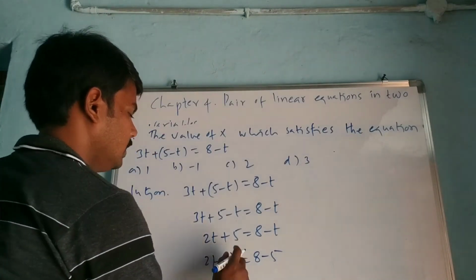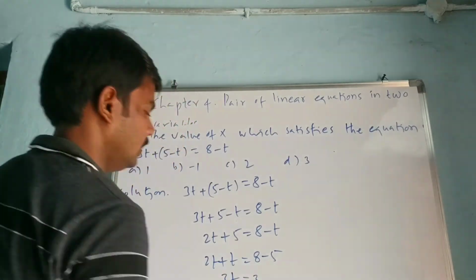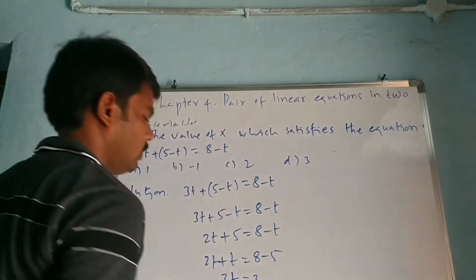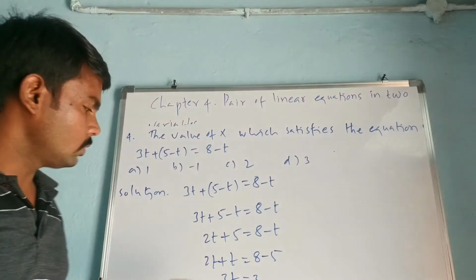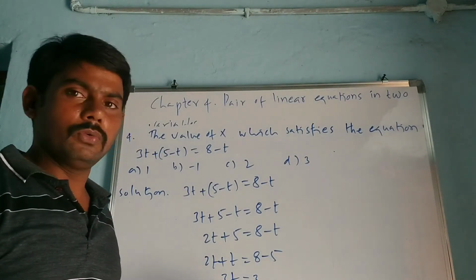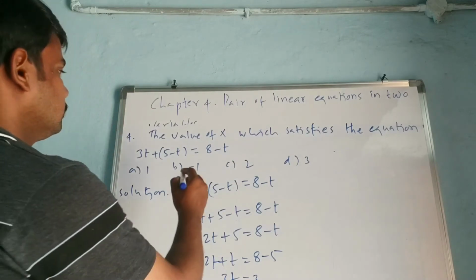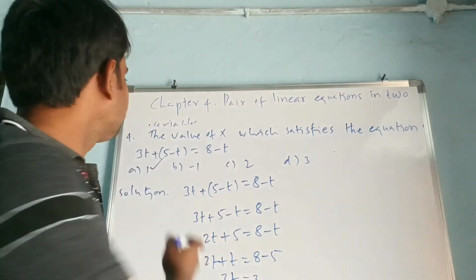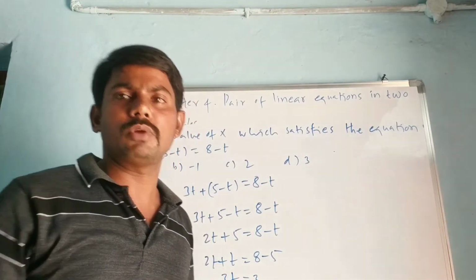So 2t plus t is 3t, and 8 minus 5 is clearly 3. Then t is equal to 1. So t is equal to 1 is the solution, the value satisfied by the given equation. So option A is the right answer for the given question. Let us discuss one more problem.